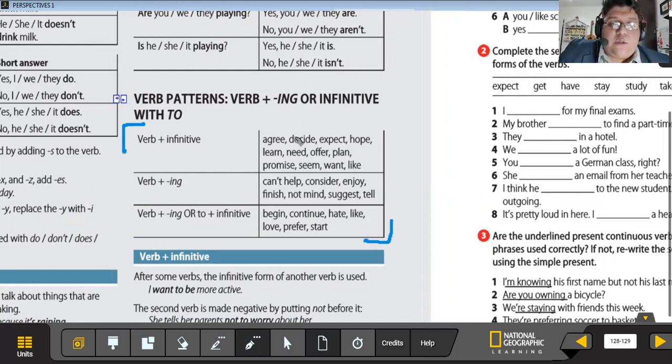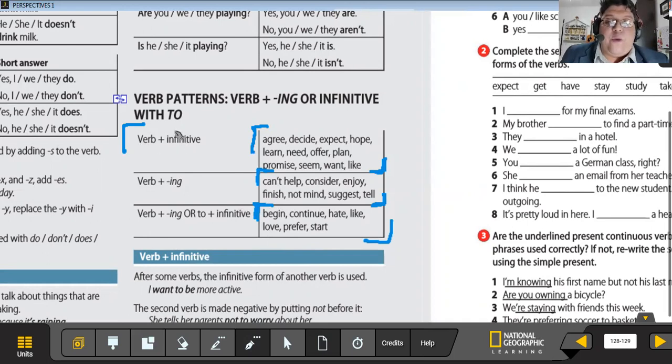So I want you to memorize. Even if you have the book, please put these words in your vocabulary list. Okay? So make sure you actually add these verbs to your vocabulary list. Okay? I'm going to be checking that you actually did that.